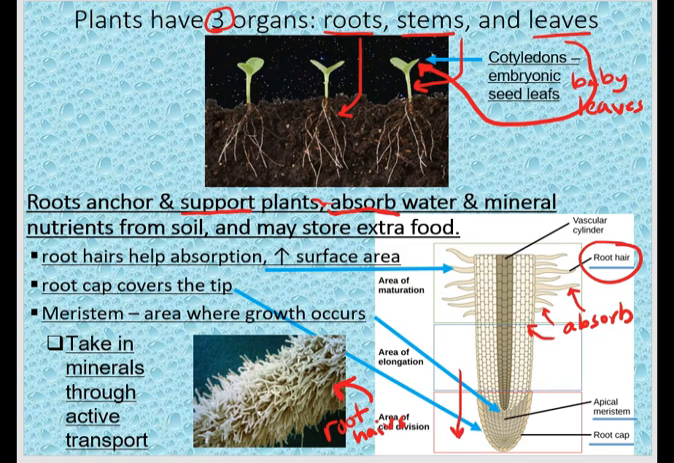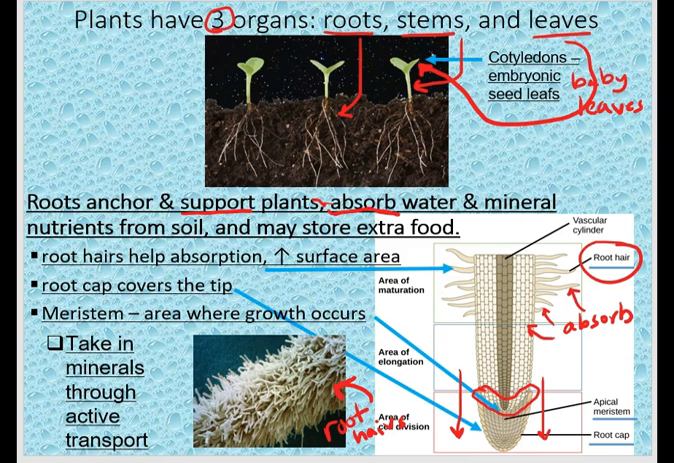Just above that is the meristem. Meristem is the area where the root grows. All of this portion above that root cap, that's already grown, developed, established. The root grows down here at the bottom, right above that root cap. That's where it's going to grow and extend, get longer and longer.